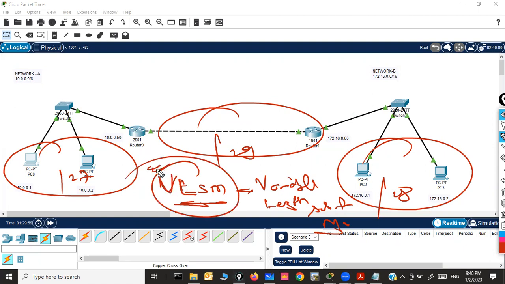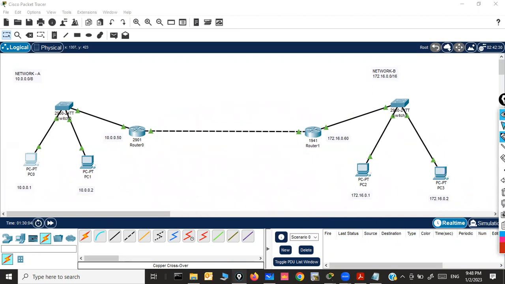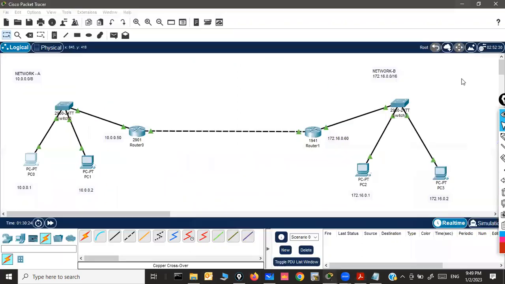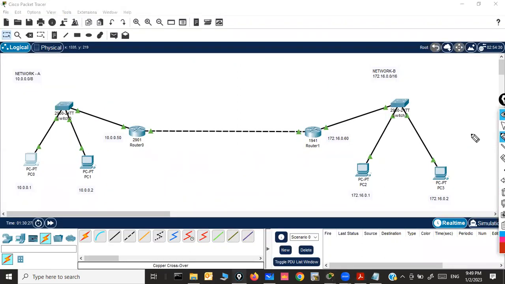These would of course be important when we'll be doing routing. In subnetting, not very important for now at least. So let me go to the main question here. The question is: which mask should you use on point-to-point WAN links, wide area network links, in order to reduce the waste of IP addresses? So now the question is, what subnet mask should you use for a WAN link, a P2P link? So this is a WAN or P2P link, R1 and R2.